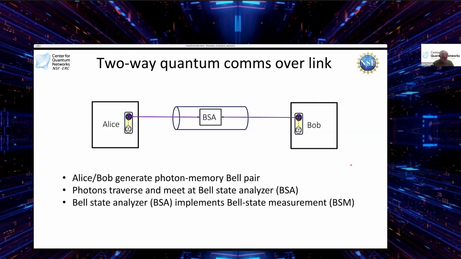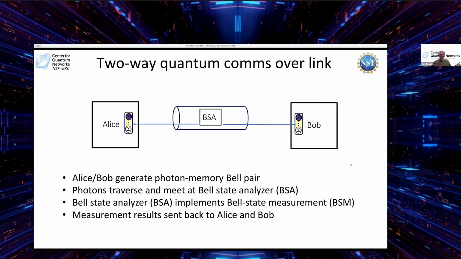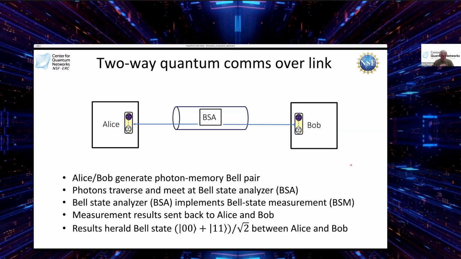And what the Bell state analyzer will do is what's called a Bell state measurement. And the result of the Bell state measurement is going to be a couple of classical bits that will each be sent back to Alice and Bob. And once Alice and Bob take those measurement results and perform operations based on them, they will share a Bell pair. The reason that it's referred to as two-way quantum communications is that you have this transfer of quantum information in one direction, but then you have to transfer classical information, namely the result of these measurements, in the opposite direction. And so, in any case, the result will be that Alice and Bob will share this Bell state.